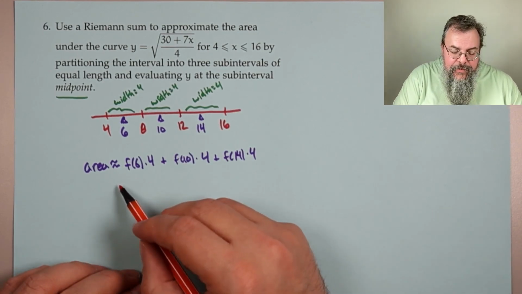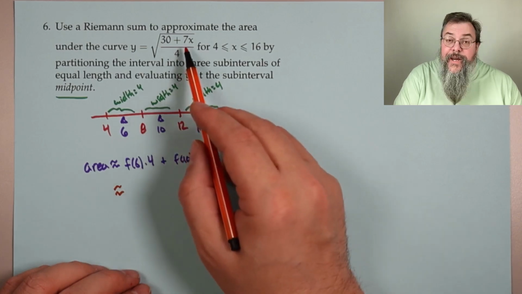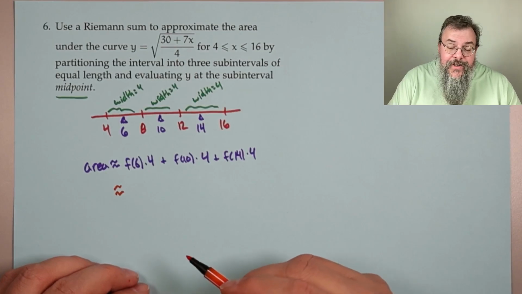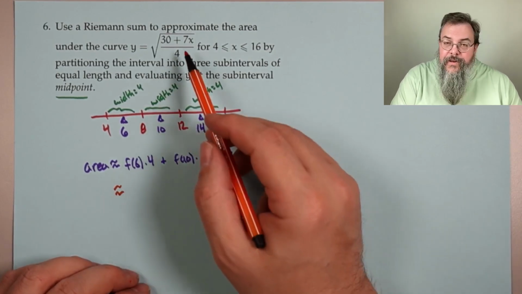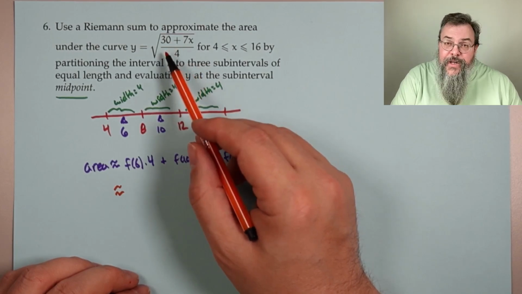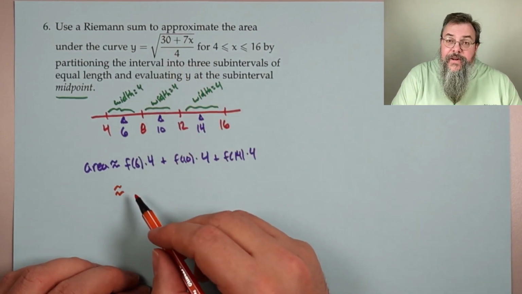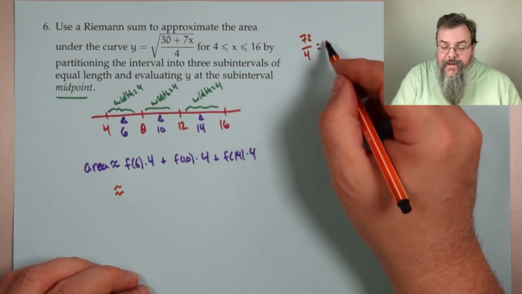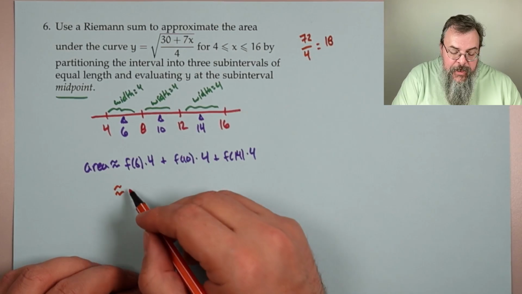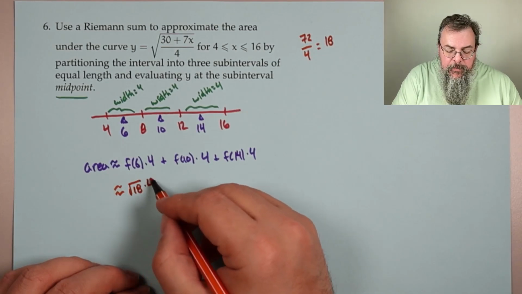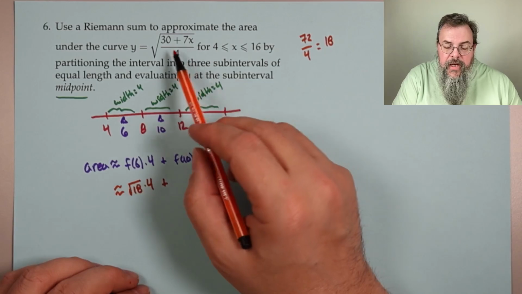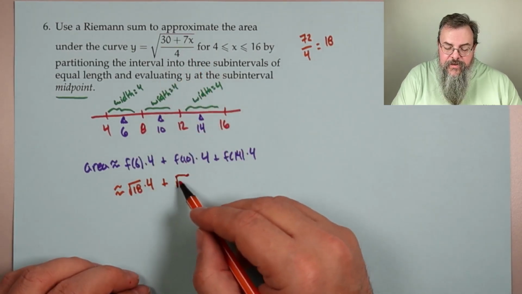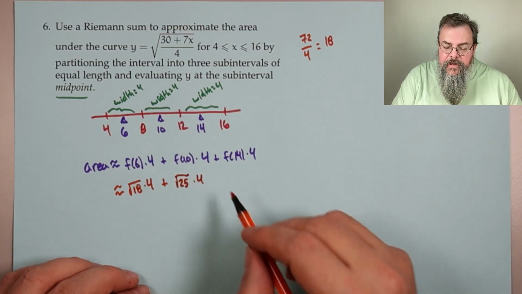Okay, so let's start with f of 6. 7 times 6, 42. Some say that's the answer to life, the universe, and everything. But for us, it's 42. 42 plus 30 makes 72. And 72 divided by 4 is 18. So we have the square root of 18. Now 10 times 4: 30 plus 70 is 100, and 100 divided by 4 is 25. All right, we'll come back and visit that one again.